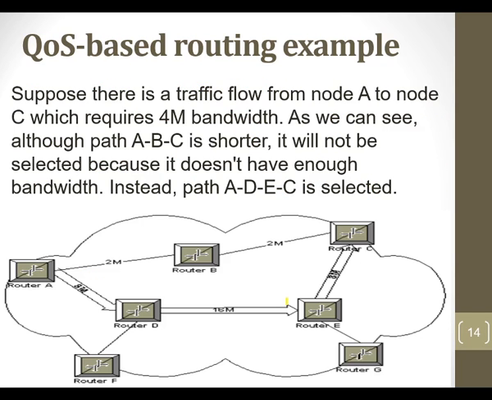The figure shows a simple example of quality of service-based routing. Suppose there is a traffic flow from node A to node C, which requires 4 mega bandwidth. As we can see, although path APC is shorter, it will not be selected because it does not have enough bandwidth. Instead, path ADEC will be selected because it satisfies the required bandwidth, which is 4 mega at least.